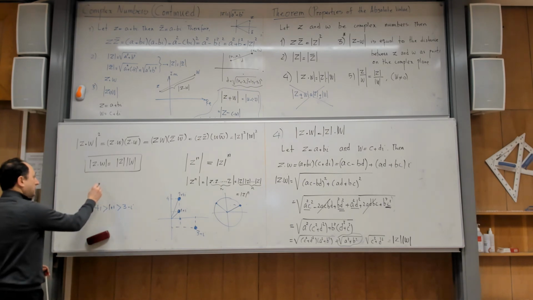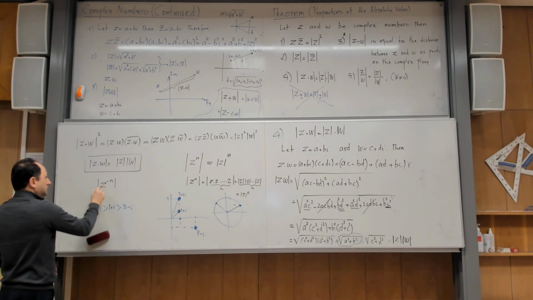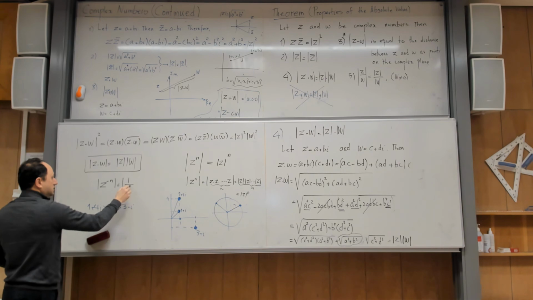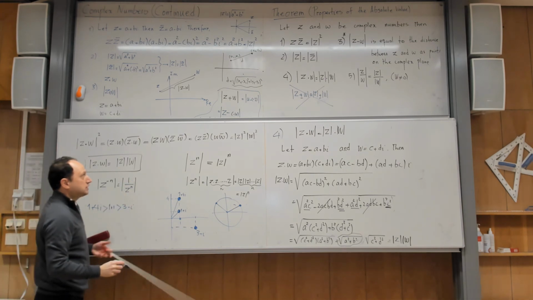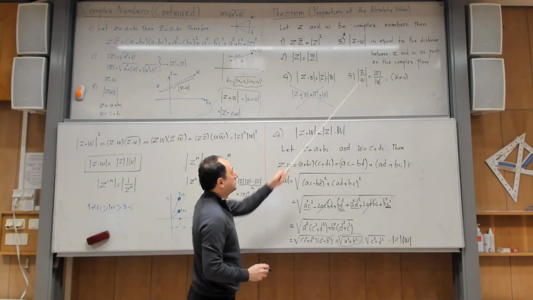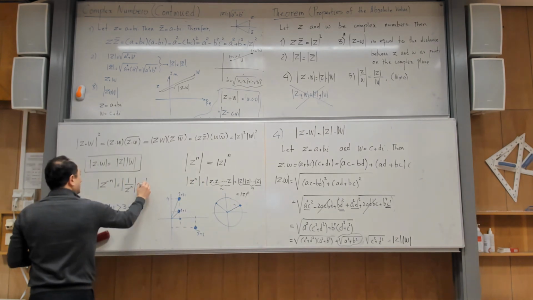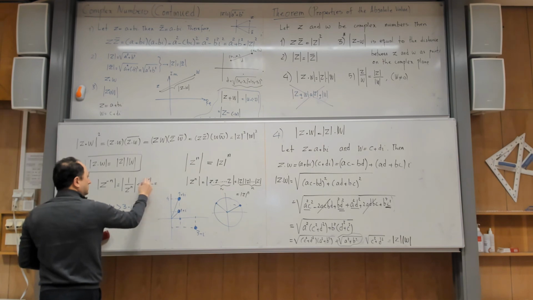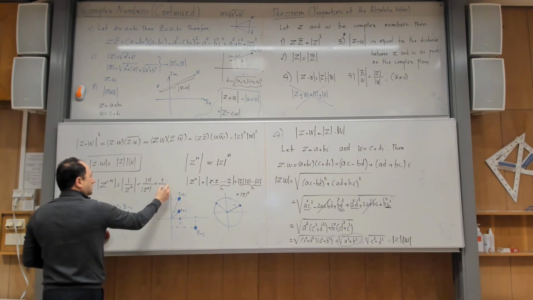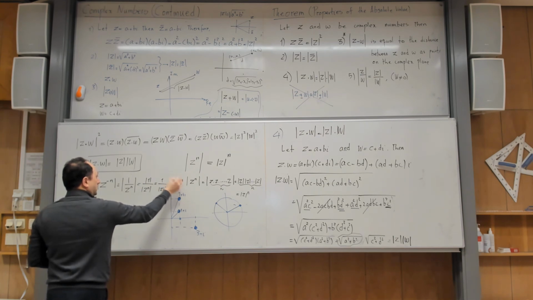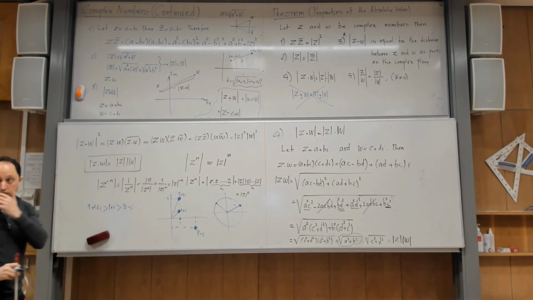Because what happens if I have a negative integer? I can write it first as this. And then using that rule, I can write it as the absolute value of the numerator divided by the absolute value of the denominator. But the absolute value of 1 is 1. The absolute value of this one is this one. Then I bring it up. It becomes negative. So this means that it is also true. Yes?